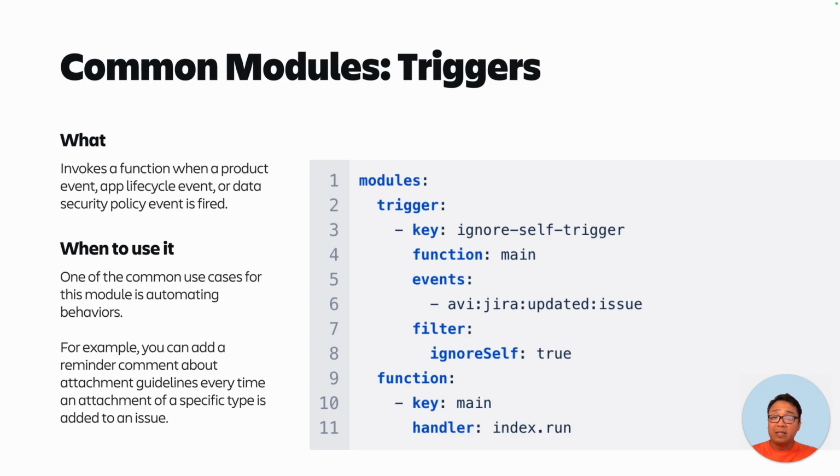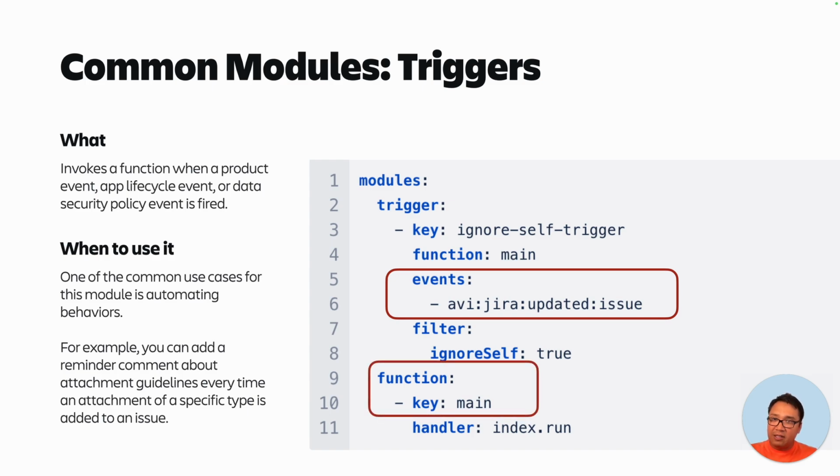Another common module is the trigger module, which can be used for automating tasks. You'd use this module when you want your app to subscribe to specific product events. Once the Forge app receives this event, the function defined in the module is invoked to run. So, looking closely at this fragment inside of a manifest, the event that our app subscribed to is the Jira issue updated event. So, when an issue is updated, that triggers a function to be run within our Forge app.